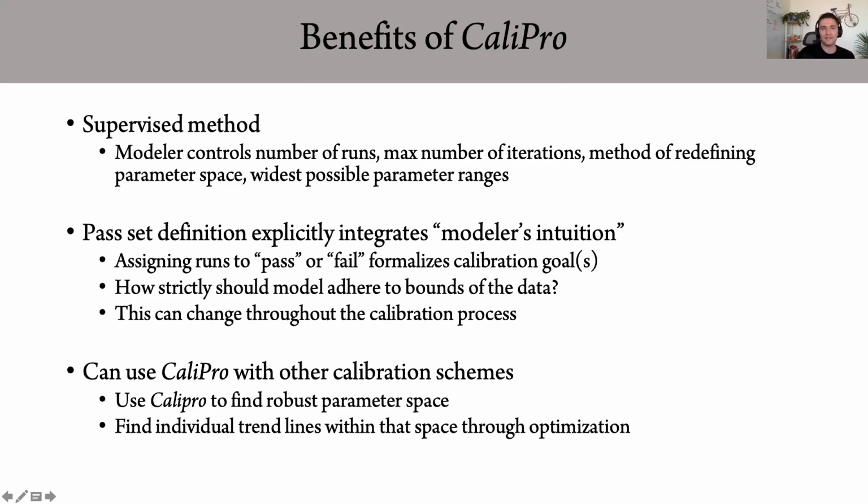So what are some of the benefits to CaliPro? Right now, we think that it's a benefit that it's a supervised method. And we think that it's good that the modeler can actually control a lot of things like the number of model runs that are created, the max number of iterations that CaliPro could go through, how you redefine parameter space, and that initial input of the widest possible parameter ranges. At this point in time, we think it is a good thing that CaliPro can't step outside of that and pick biologically infeasible parameter values that might allow your model to fit to the data.